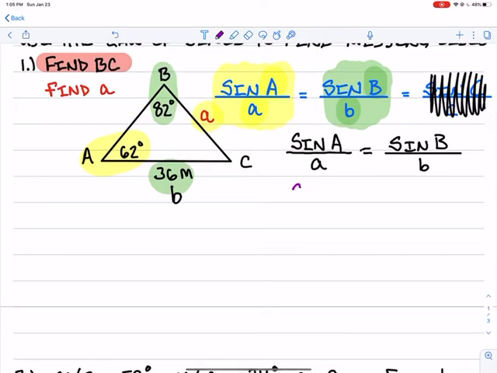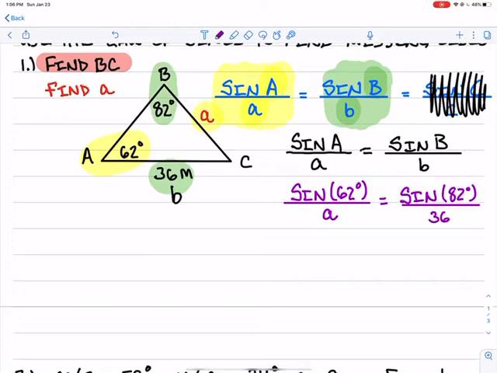So angle A, I have the sine of angle A, which is the sine of 62 degrees. And it's going to be over side A. I don't know what that is yet. That's what I'm looking for. It's going to equal the sine of angle B, which is 82 degrees, over side B, which is 36. So there we go. We filled it in.